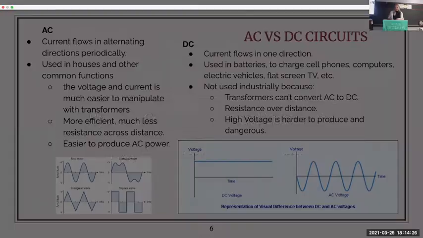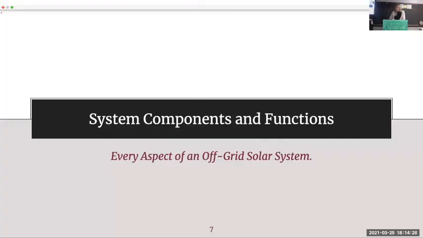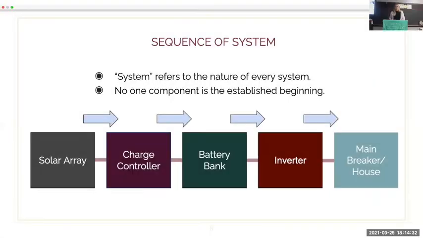Okay, so then I'm going to go through the components in a solar system. These first four are the main ones: solar panels, charge controller, battery bank, and inverter. And so the sun starts the power, and it goes all the way to the house in that order.